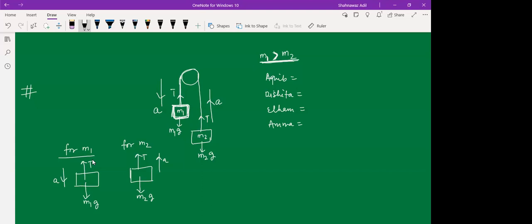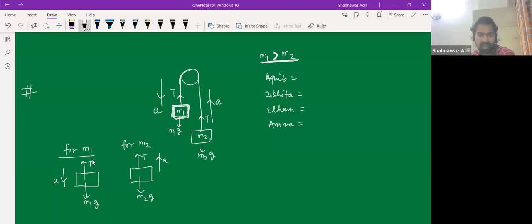Net force. Net force, right? Because in both cases we have acceleration, the object is accelerating. Whenever we get an acceleration not equal to zero, that is where the equilibrium breaks. So whenever we have some acceleration, it means that we have a net force, right?